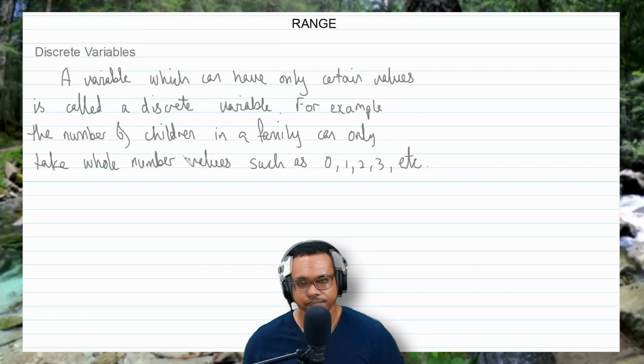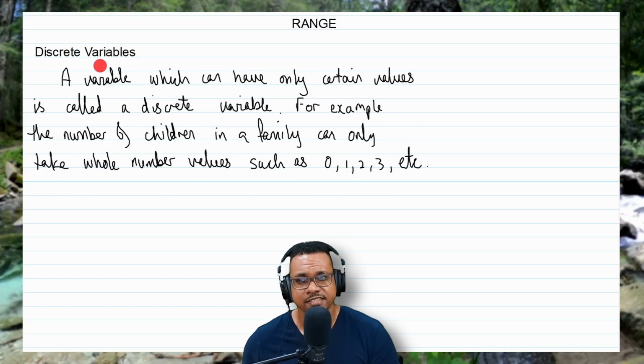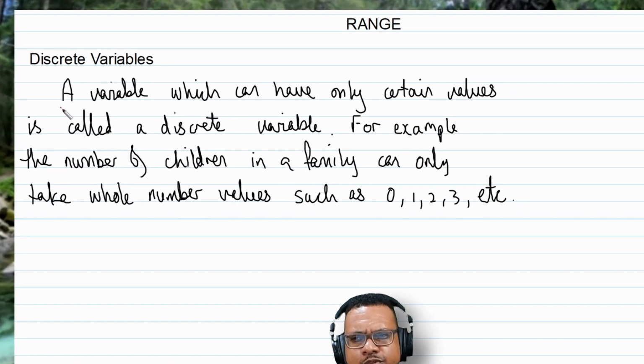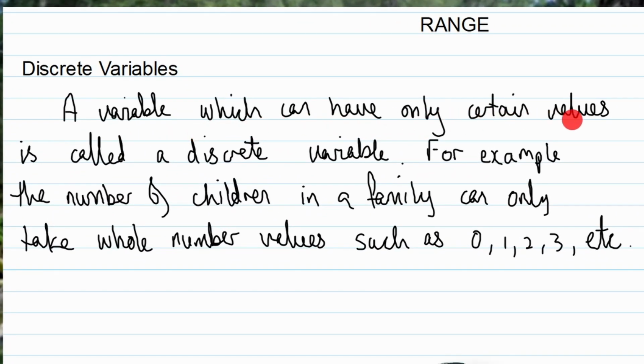In this video, we are going to look at the range. Now, before we can talk about the range, we want to look at what discrete and continuous variables are. So first, let's look at discrete variables. A variable which can have only certain values is called a discrete variable.